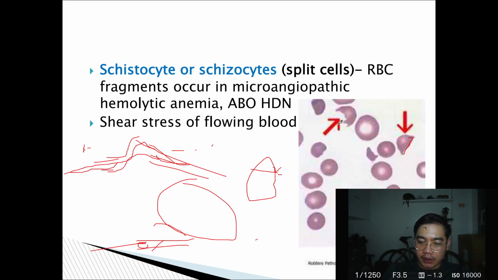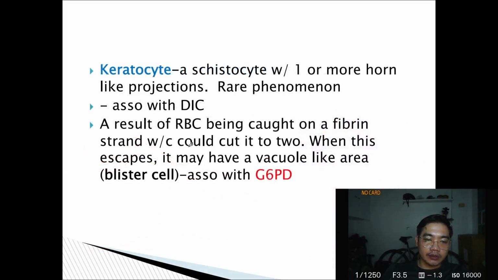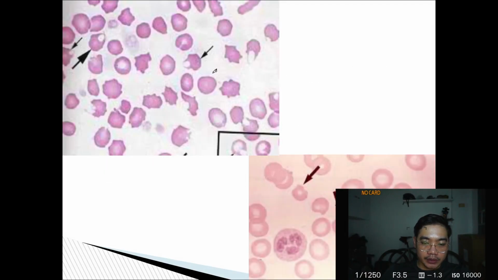They're also called helmet cells, no? Because they look like helmets. Keratocyte, one or more horns, a rare phenomenon associated with DIC. So it's G6PD also. It's your keratocyte.